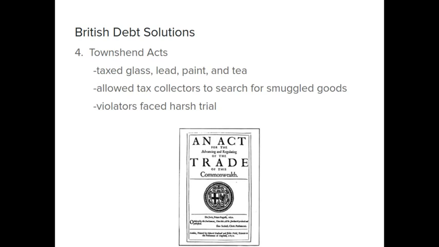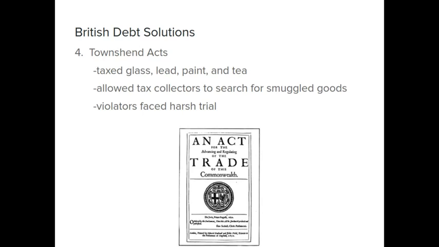Another one was the Townshend Acts. Now, if they weren't getting taxed enough on sugar, molasses, and paper goods, now they're getting taxed on common everyday products like glass, lead, paint, and tea. And this Townshend Act that was passed by Parliament allowed tax collectors to search for smuggled goods.